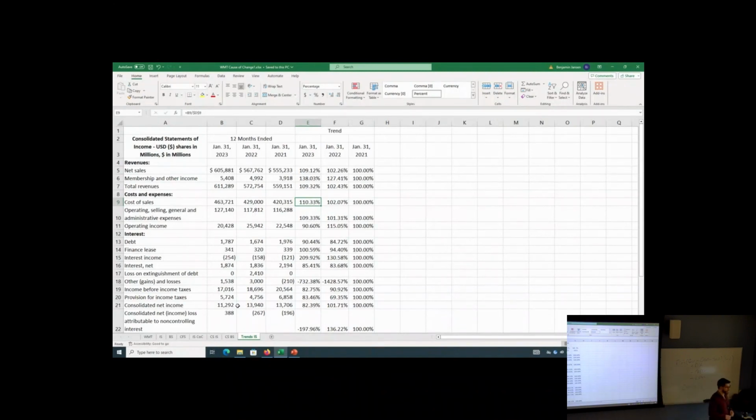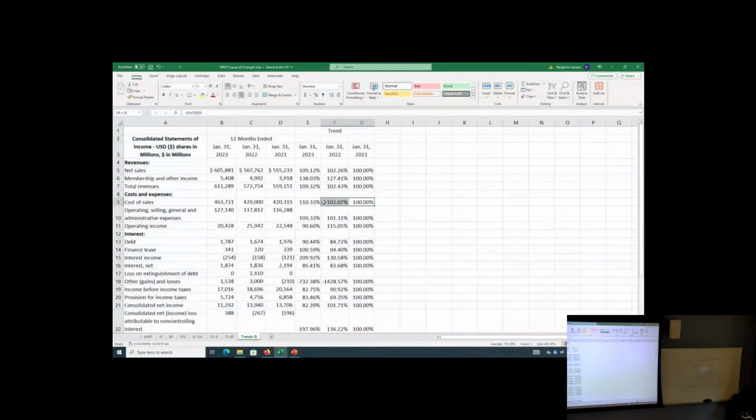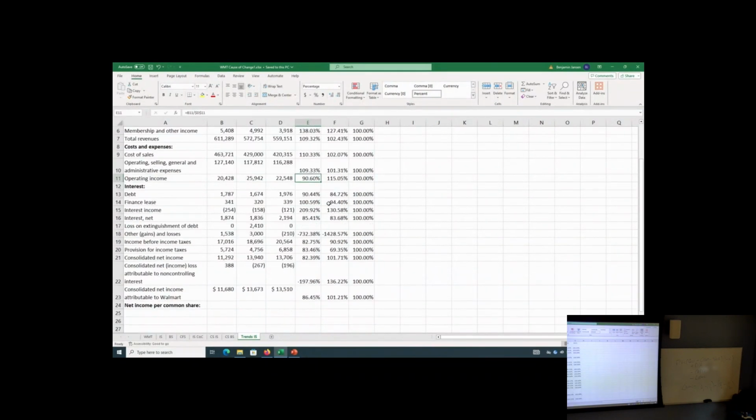Right, so we see cost of sales increasing. When we go back to our cost of change analysis, this was the largest factor affecting our income. So it's not surprising to see that our trend of cost of sales is increasing over this time period. Selling, general, administrative increasing as well. Relative to the net sales increase, it's a much smaller increase relative to cost of sales, but it's still increasing. And another slightly concerning trend that we start seeing is operating income decreasing.